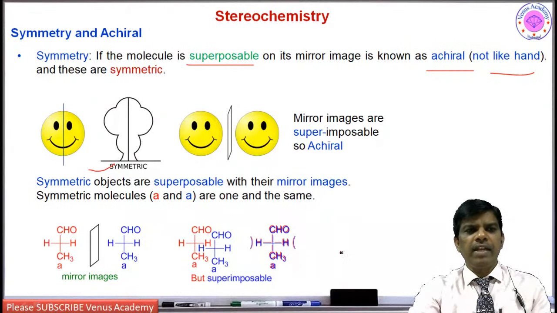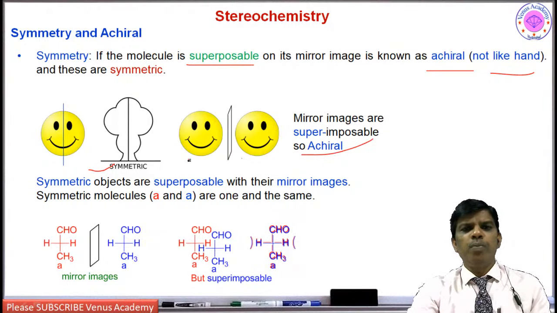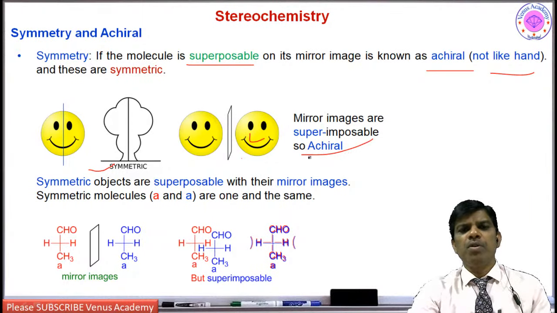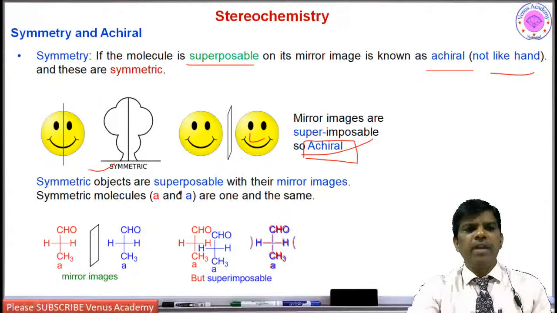For example, if I take this ball or a tree, if it is a symmetric object, it is going to be superposable. I can put this ball on its mirror image, so it is superposable. So it is achiral. It is not like a hand. Symmetric objects are superposable with their mirror images, and so are symmetric molecules.